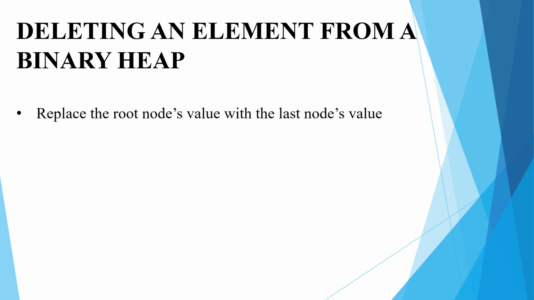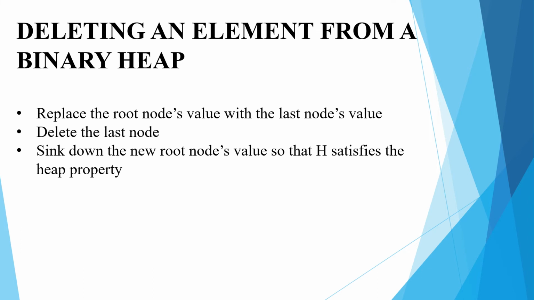Replace the root node's value with the last node's value so that H is still a complete binary tree but not necessarily a heap. Delete the last node. Sink down the new root node's value so that H satisfies the heap property. In this step, interchange the root node's value with its child node's value, whichever is the largest amongst its children.